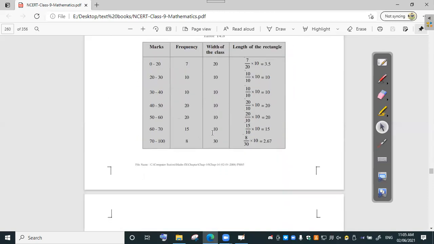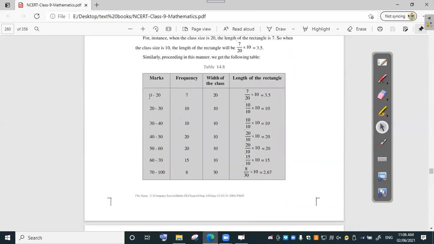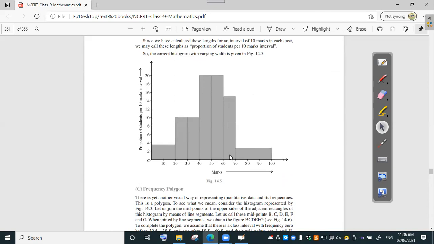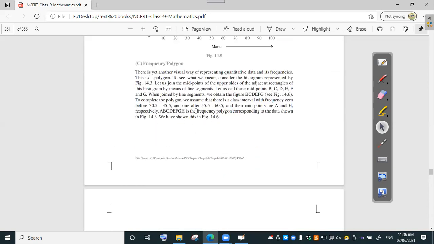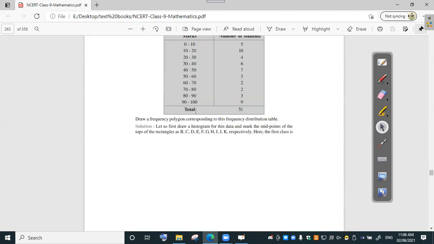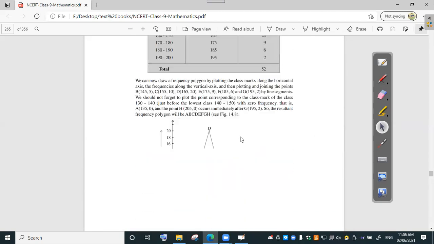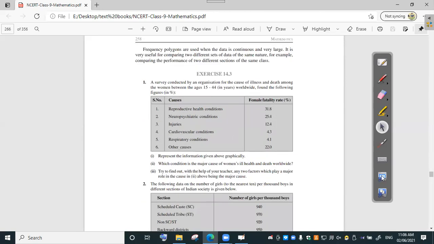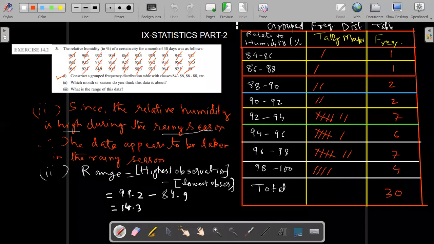Okay, so in this case, if you don't have the same interval, if the widths are not the same, then you have to make the width the same. And how you will make it: frequency divided by width, multiplied by 10. Then you can draw the histogram. Okay, then the frequency polygon will come next. I will first take some questions. Then we can have the next part.